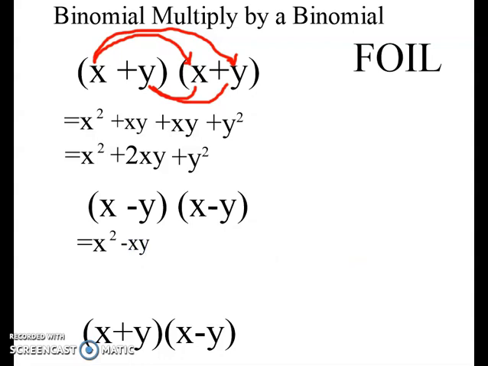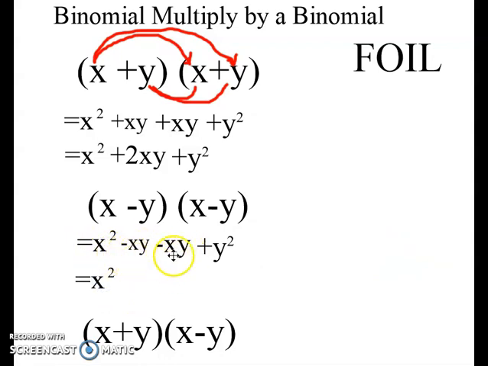Then I have negative y multiplied with x, and a negative times a positive is also a negative, and that is negative xy. Then I multiply negative y with negative y, and a negative multiplied with a negative will give me a positive result. I collect the like terms.